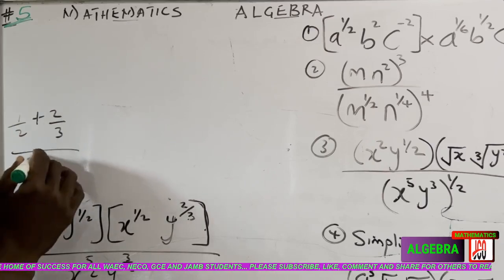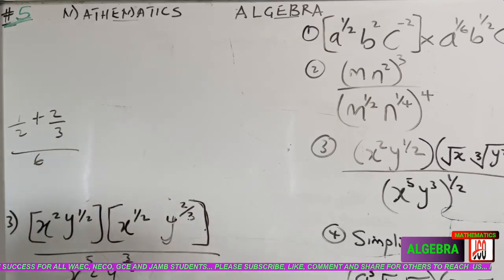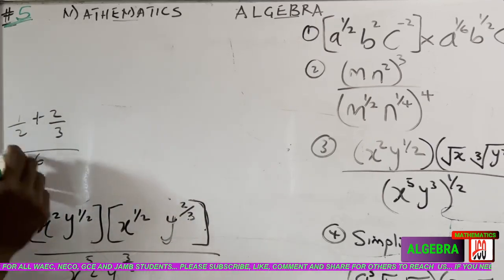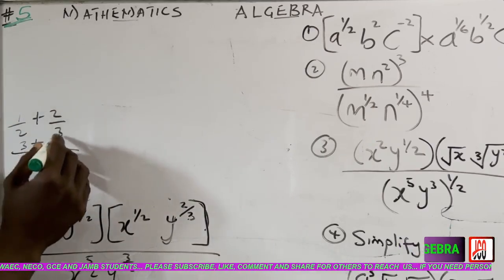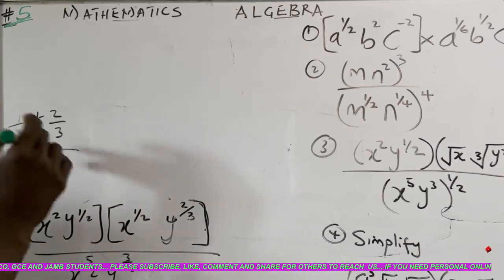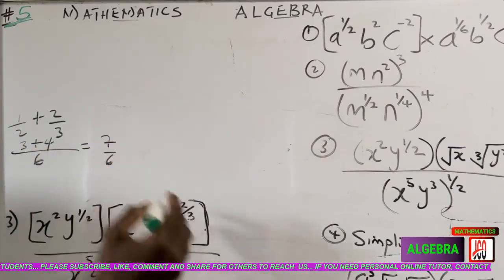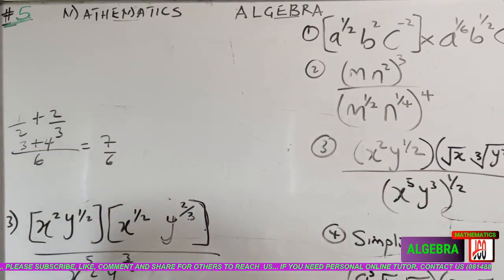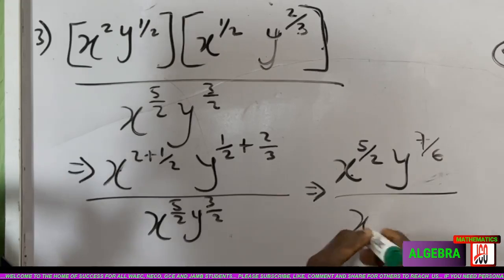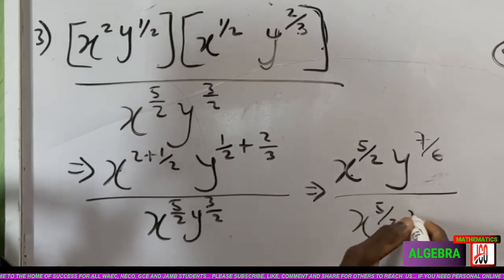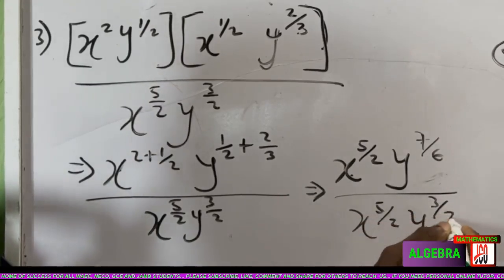3 and 2, the LCM is 6. 2 divided 6 is 3. 3 times 1 is 3. Plus 3 divided 6 is 2. 2 times 2 is what? 4. 3 plus 4 is 7 over 6. So that will give me 7 over 6 there, divided by x raised to power 5 over 2, y raised to power 3 over 2.